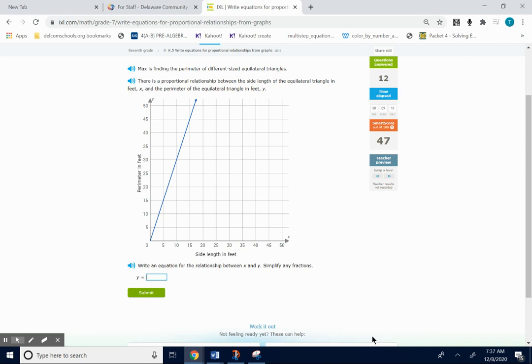Okay, in this lesson, you're going to be given a graph. You're going to be asked if it's proportional or not sometimes. And if it is proportional, they're going to ask you for an equation. Okay, let's do one problem together.